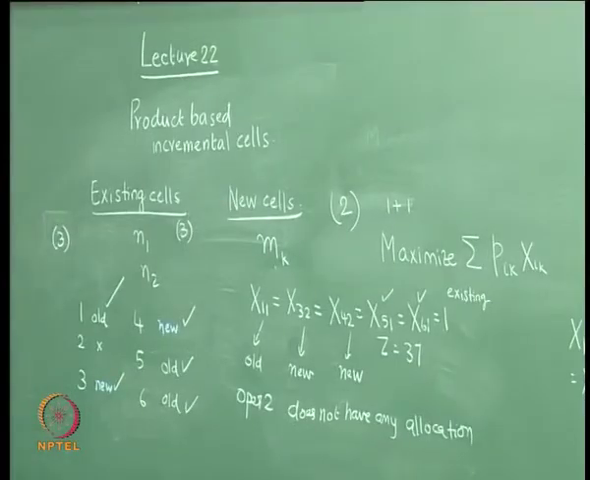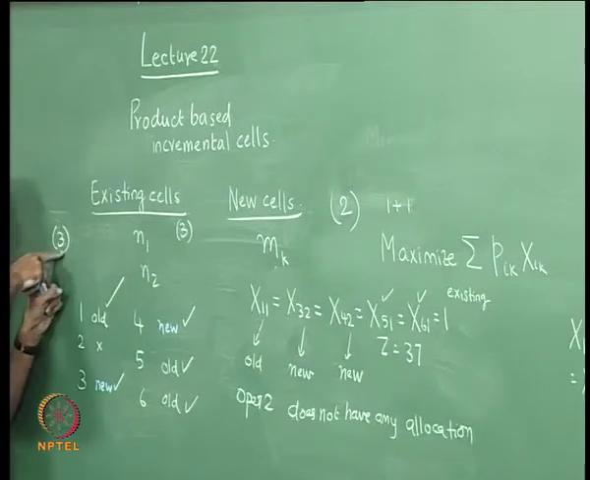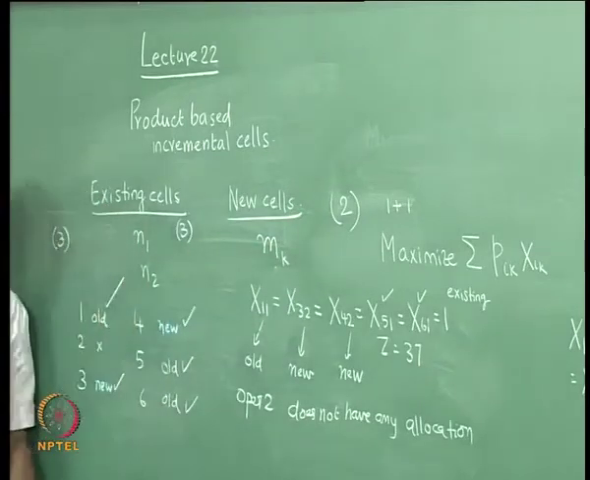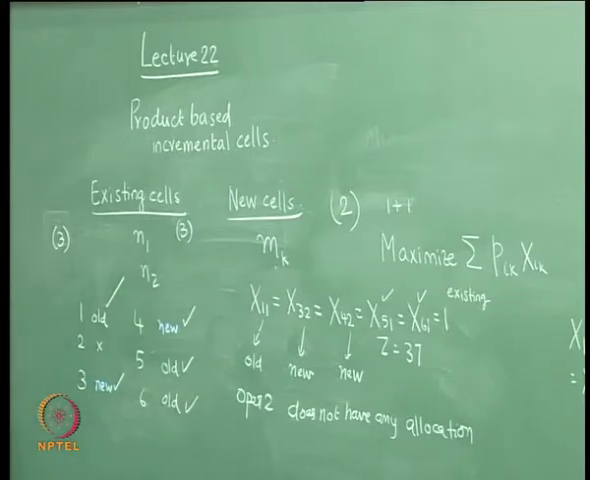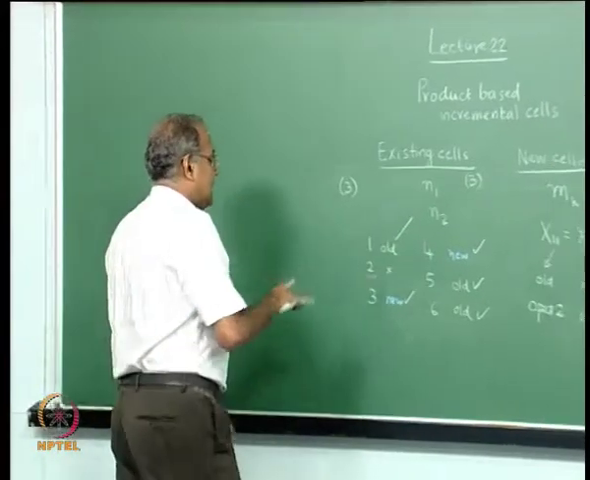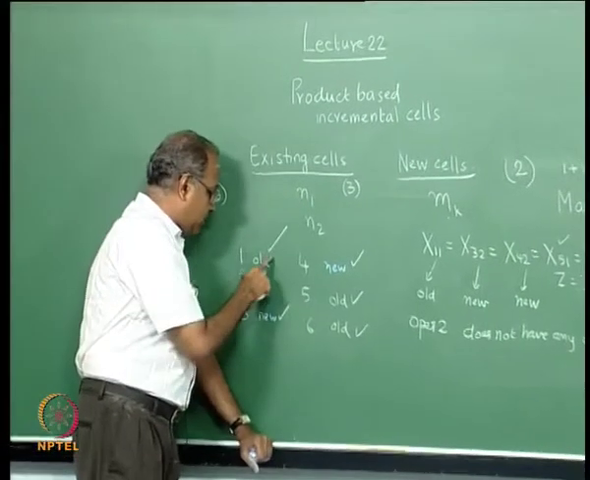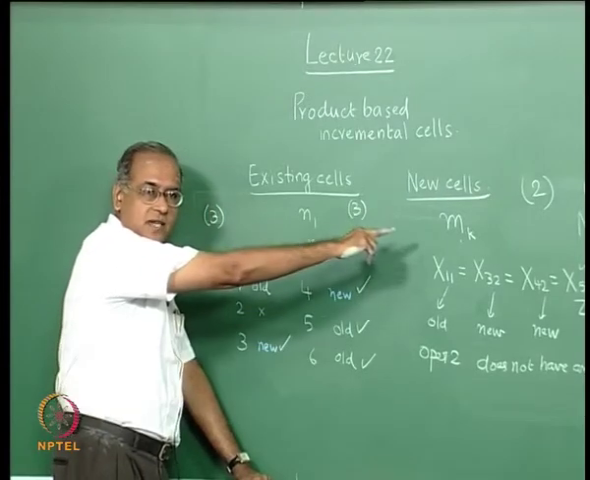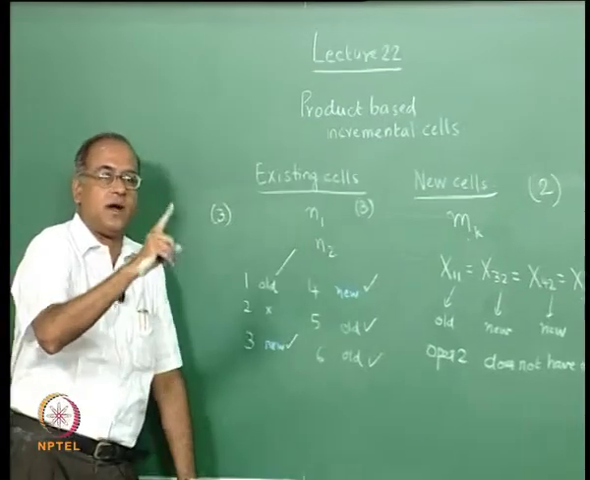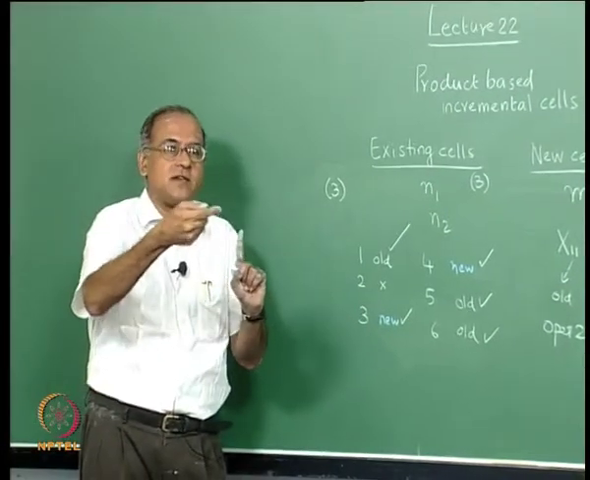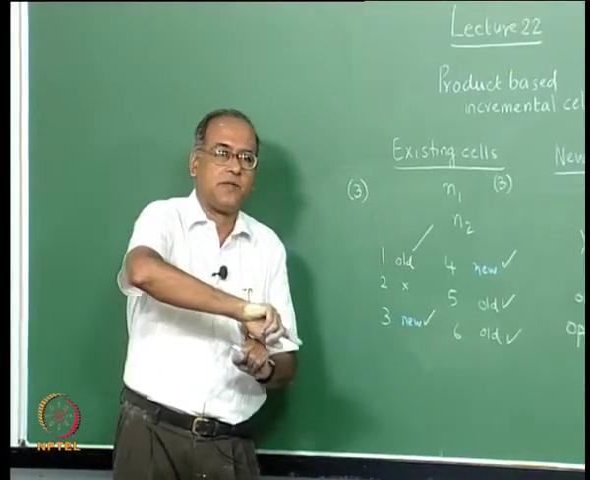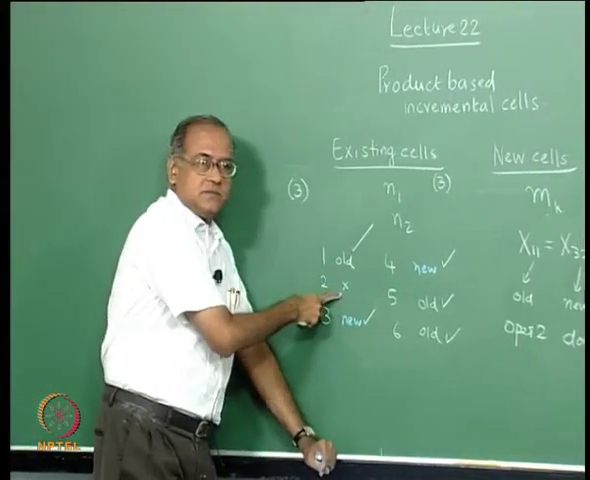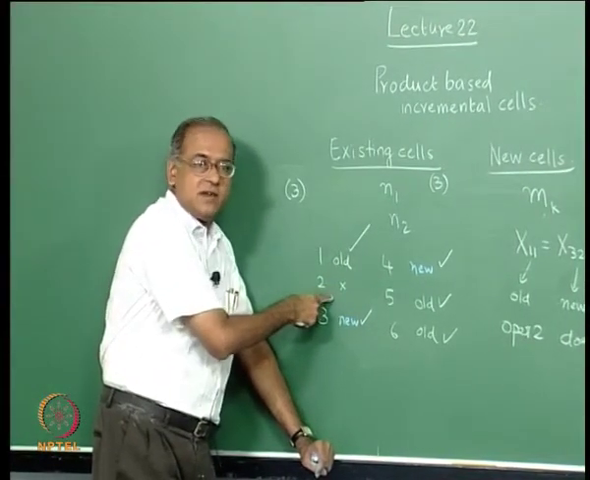It will ensure that as many experienced operators who go from here to the other, so many new operators will come here. If we look at the old solution, out of these three, only one person went to the new cell. Therefore, only one new person will come to the experienced cell. This person will remain here. This person will remain here.